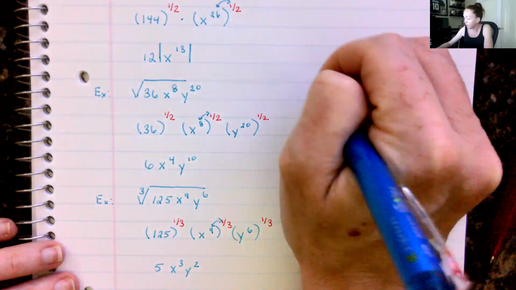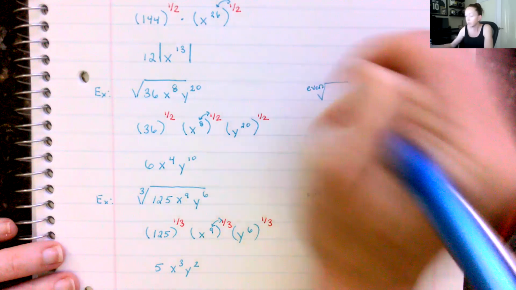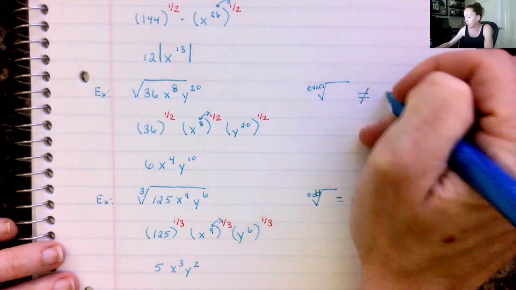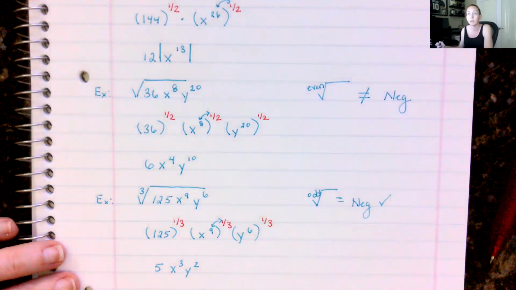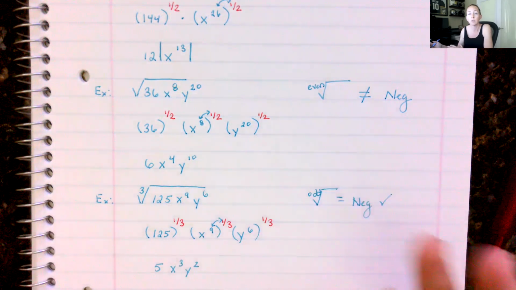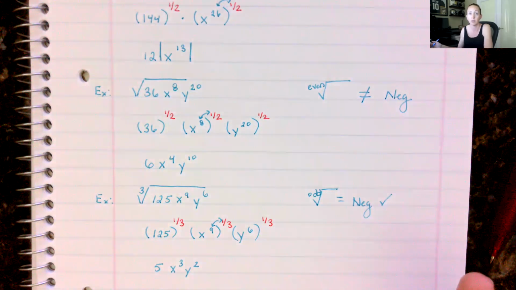In contrast, when you have an even root, such as a square root, a 4th root, a 6th root, you are not allowed to have negatives. And that is why we are looking to use absolute values when you have an even root. We use absolute values to make sure our answer is always positive.